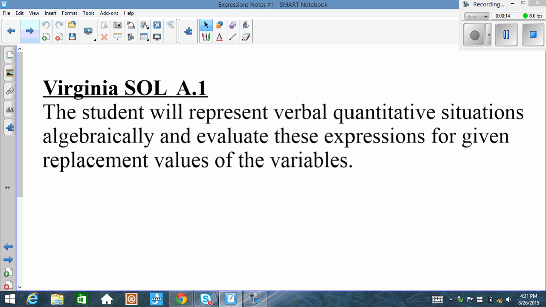Virginia's SOL Algebra Point 1: the students will represent verbal quantitative situations algebraically and evaluate these expressions for given replacement values of the variables.